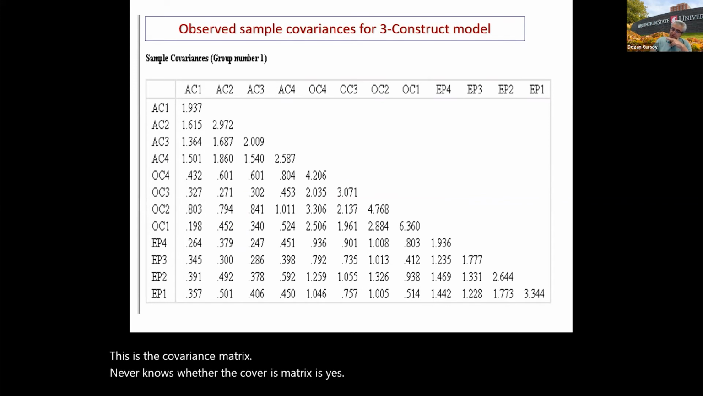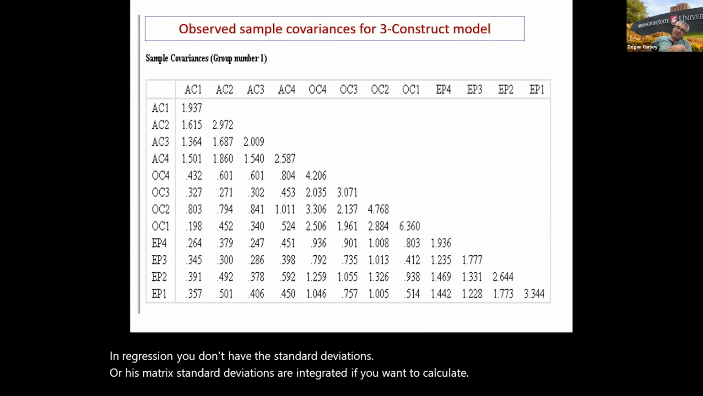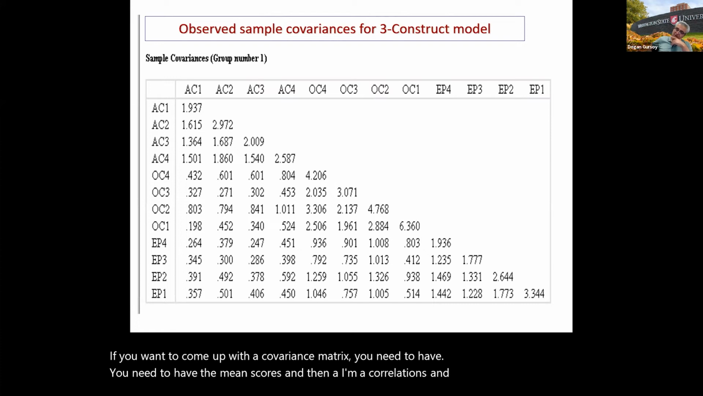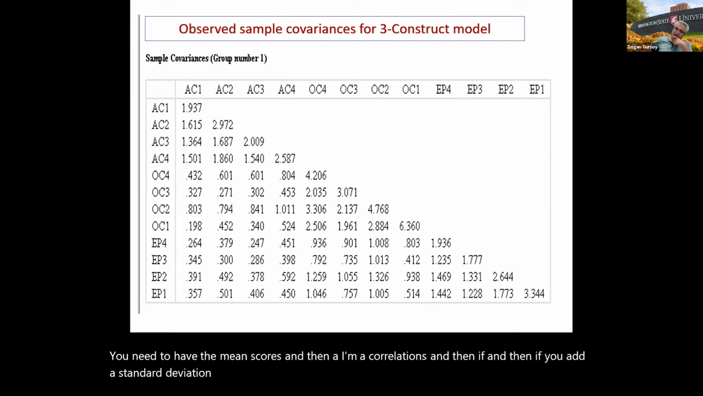Do you know the difference between regression and covariance? In regression, you don't have the standard deviations. In a covariance matrix, standard deviations are integrated. If you want to come up with a covariance matrix, you need the mean scores, and then correlations, and if you add standard deviations, there is software that will calculate the covariances.